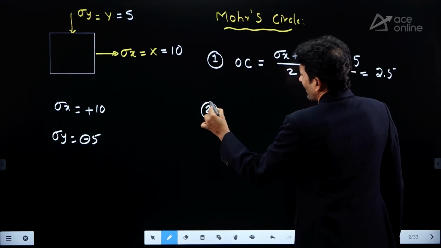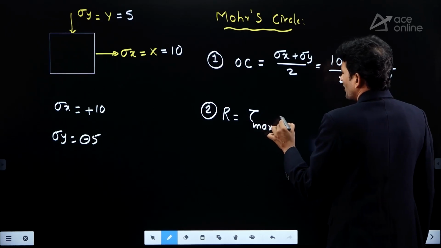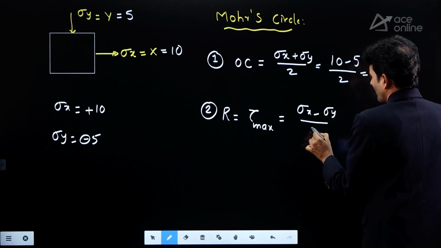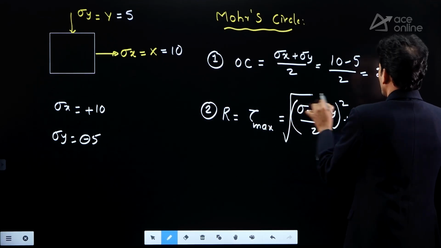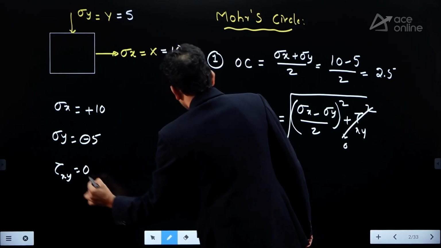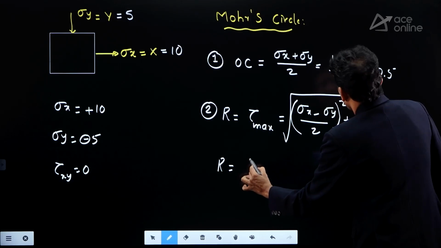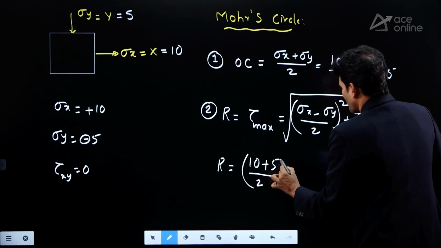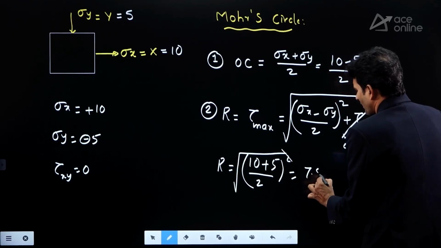Second parameter I require, radius of Mohr circle. How should I find out the radius? From in-plane maximum shear, I am getting this one: square root of ((sigma x minus sigma y) divided by 2) whole square plus tau xy square. There is no shear. This is clearly biaxial state of stress. Then it is 0. So R is ((10 minus of minus 5) divided by 2) whole square, 15 divided by 2. That is nothing but 7.5 units.